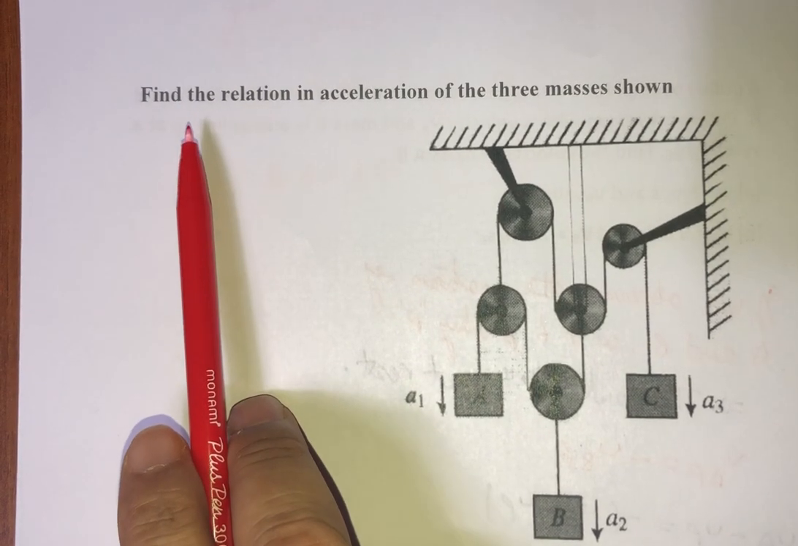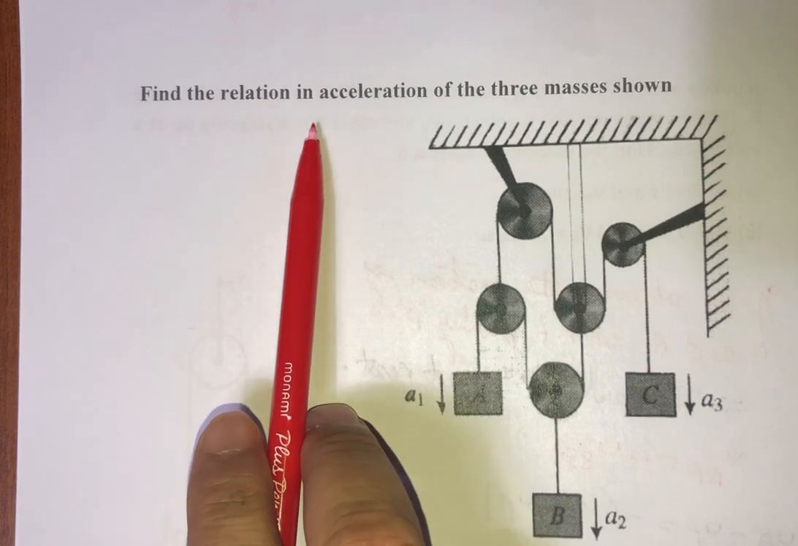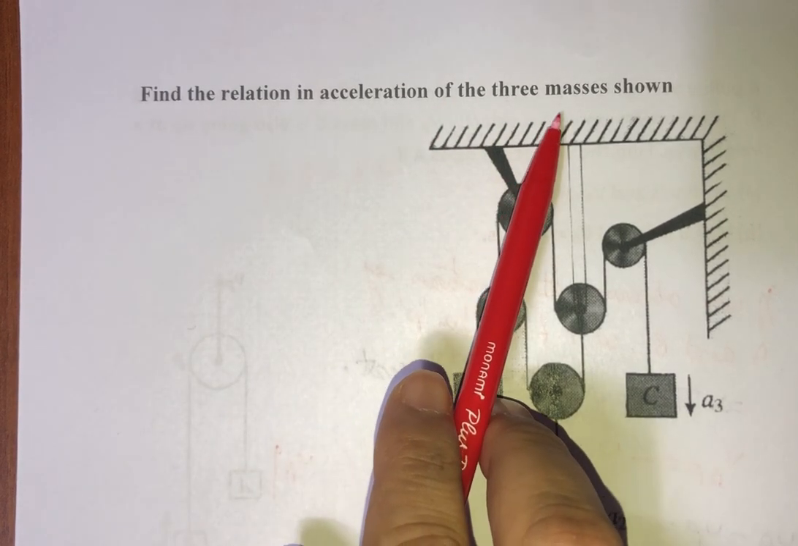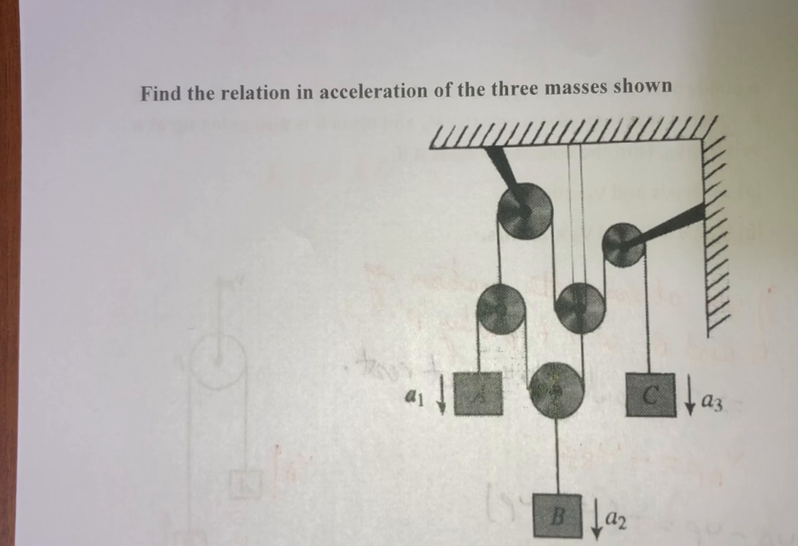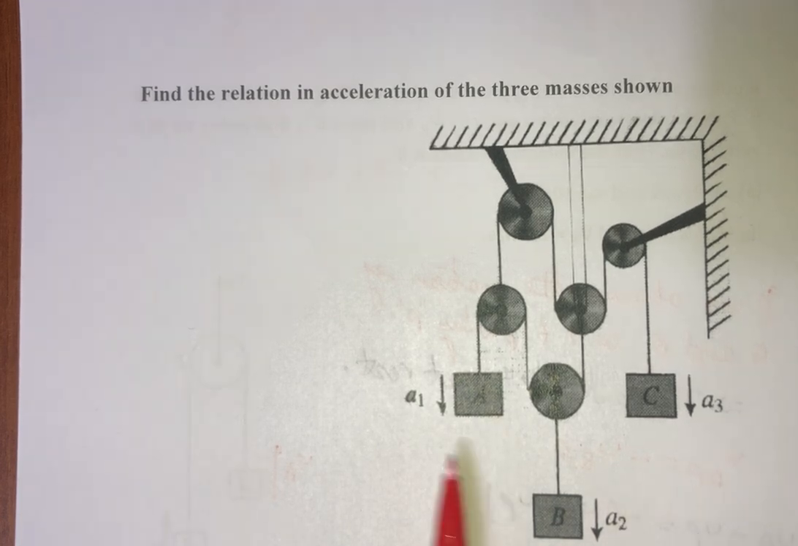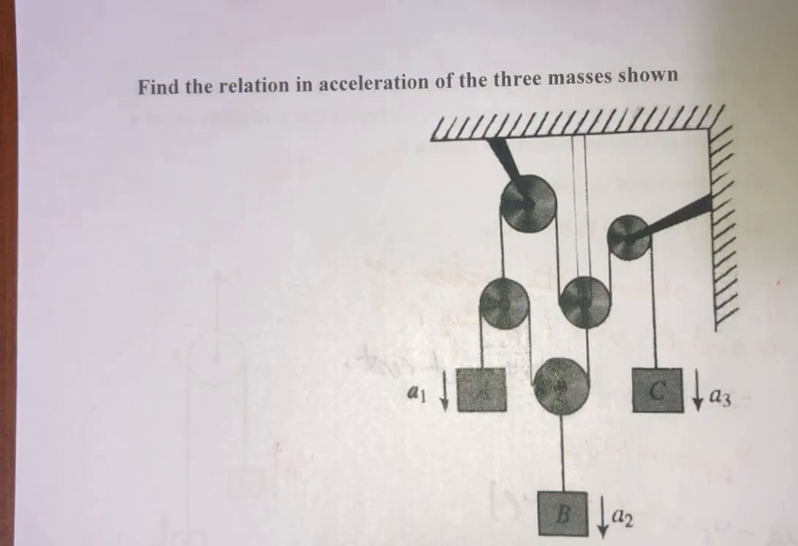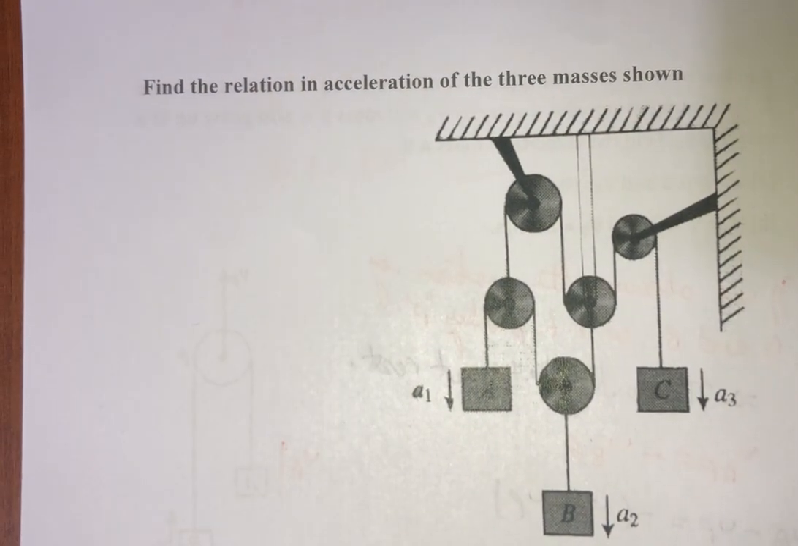So in this question, find the relation in acceleration of the three masses as shown in the figure. Here we have three masses A, B, C, each having acceleration of a1, a2 and a3 respectively, and we are supposed to find out what will be the relationship between these three.